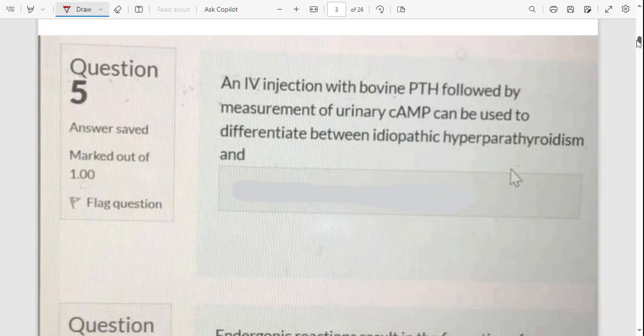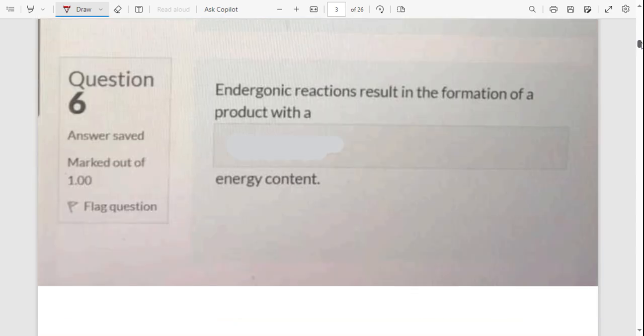An IV injection with bovine parathyroid hormone followed by measurement of urinary cAMP can be used to differentiate between idiopathic hyperthyroidism and, when you use an IV injection of bovine parathyroid hormone and then you measure urinary cAMP, you can differentiate idiopathic hyperthyroidism and idiopathic hypothyroidism, which we also call surgical hypothyroidism. So you are differentiating the idiopathic hyper from hypoparathyroidism. Number 6.